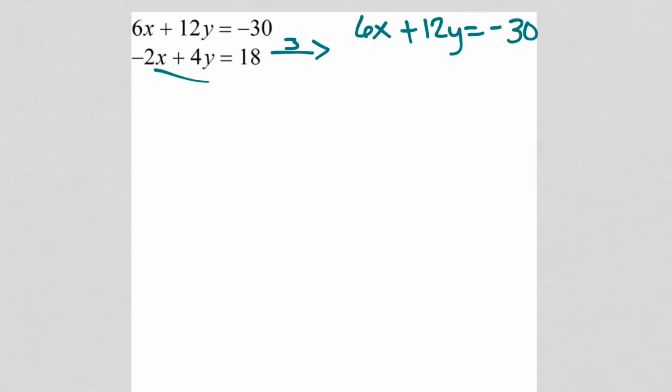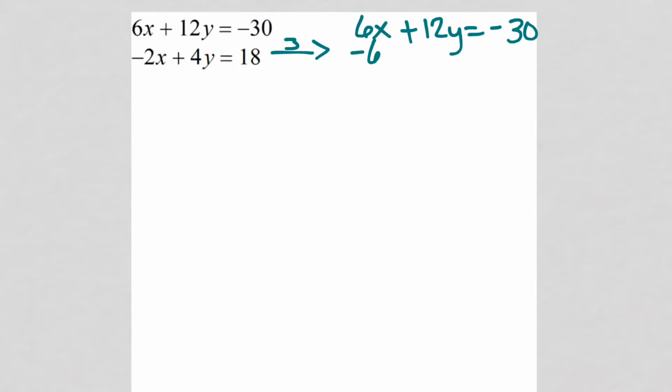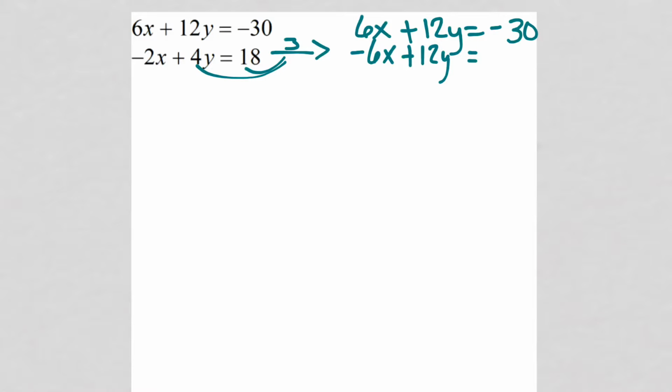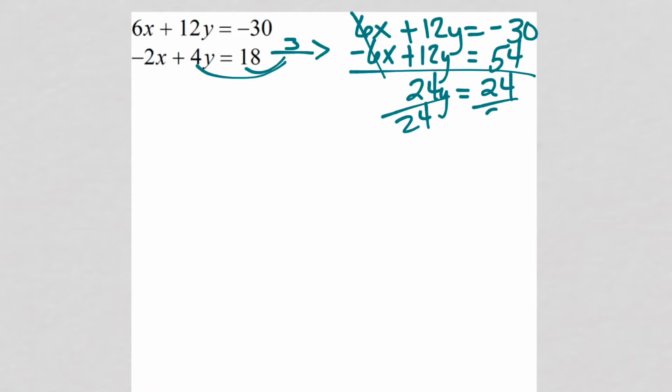Negative 2x times 3 is a negative 6x. 4 times 3 is a 12y. And 18 times 3 is 54. Add the equations together. 6 minus 6 is 0. 12 and 12 make 24 y's. And negative 30 plus 54 is 24. Divided by 24, divided by 24, and y equals 1.